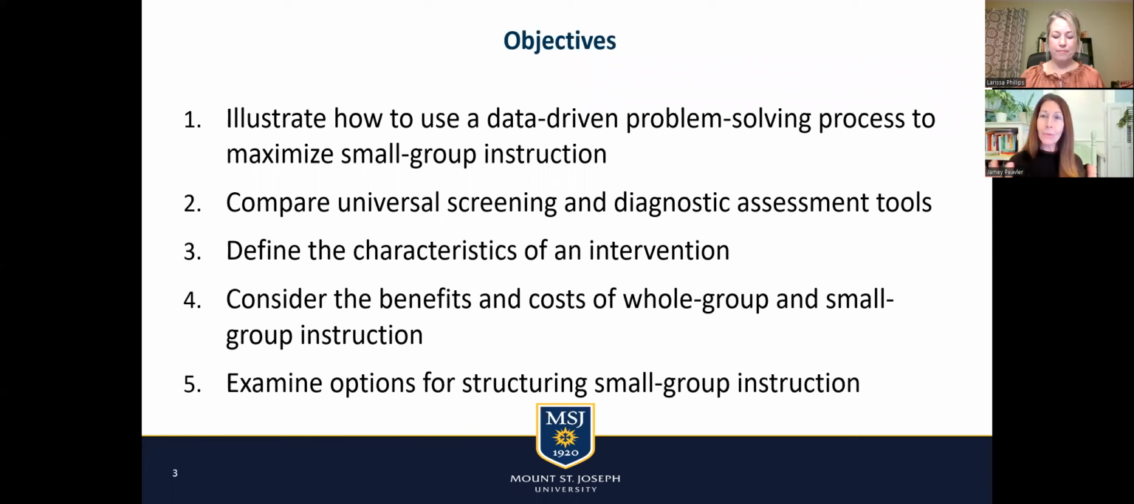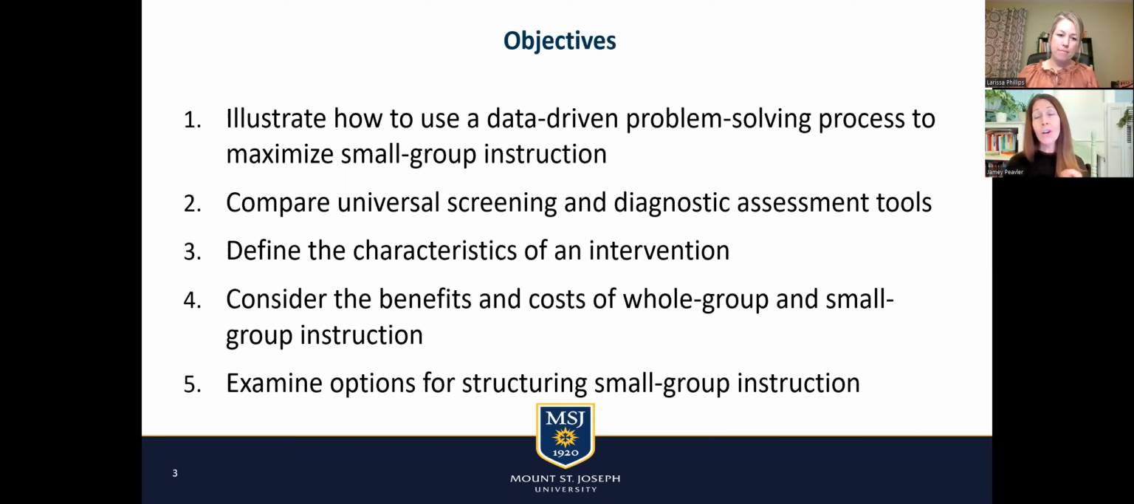And I have to thank Stephanie Stoller for drawing my attention to that book. So throughout our time together this evening, what we want to do is talk about first a problem-solving process, and how in order for us to maximize that small group time, we have to have a strategy in place. And that strategy is going to start with our data. So we're going to talk a little bit about the different assessment tools we might be using and how we can use them for their intended purposes to get the information that we need.